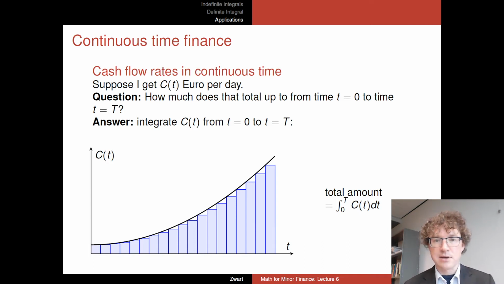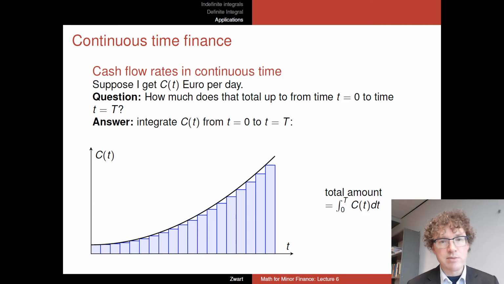Let's have a look at what that basically means. So let's look at the following example. Suppose we have some cash flow. Suppose this cash flow is a number of euros that I get every day. C(t) euro per day, where t measures the day, the number of the day if you wish. So on day 1 I might get 100 euros, and on day 2 I might get 105 euros, and on day 3 110 euros, etc.